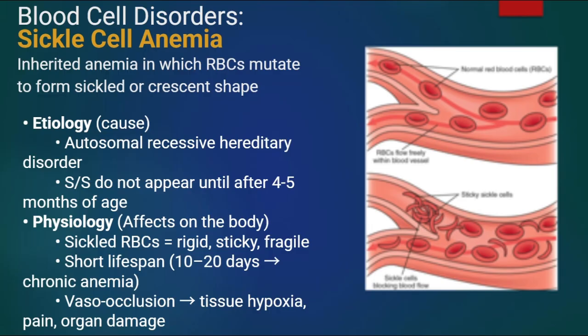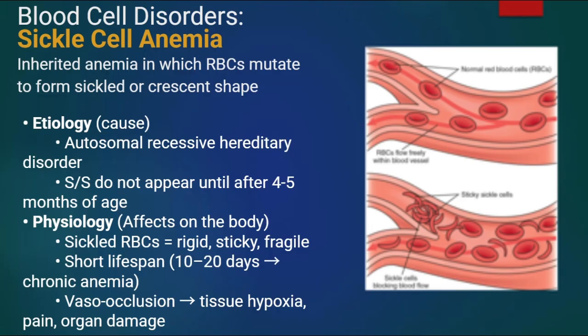Interestingly, signs and symptoms don't appear until after 4 to 5 months of age. This is because infants are protected by fetal hemoglobin, HbF, which prevents red cells from sickling. Once HbF declines and is replaced by HbS, symptoms begin to develop.